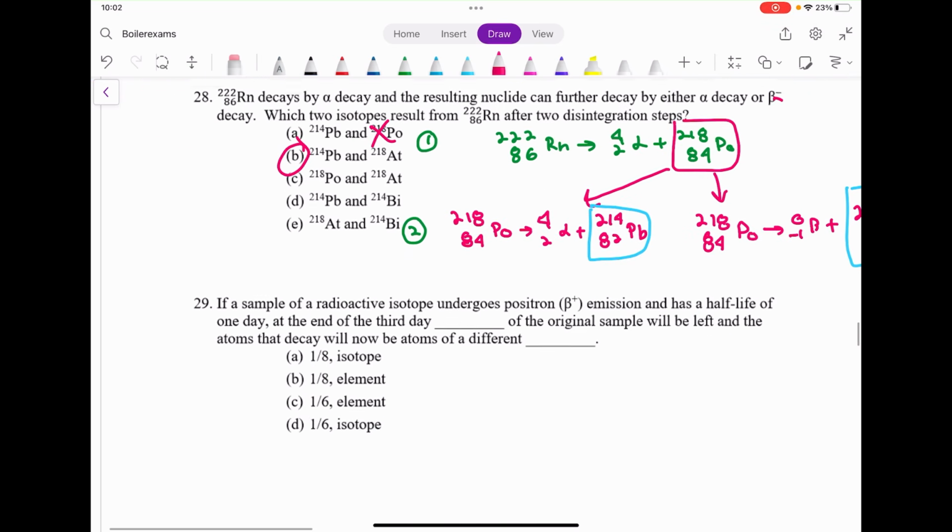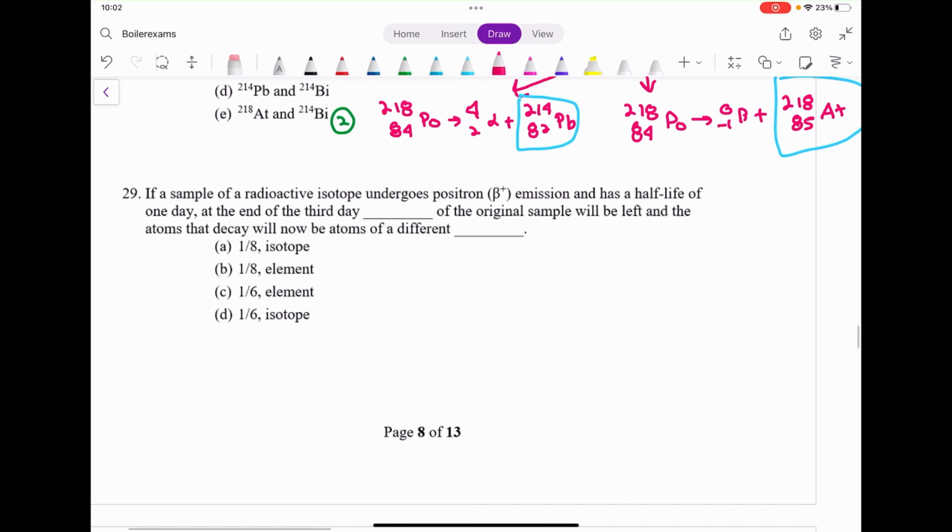28 is B. 29. If a sample of radioactive isotope undergoes positron emission and has a half-life of 1 day, at the end of the 3rd day, blank of the original sample will be left, and the atoms that decay will now be atoms of a different blank. A half-life is a unit of time. Its half-life is how long it takes to lose half of its material.